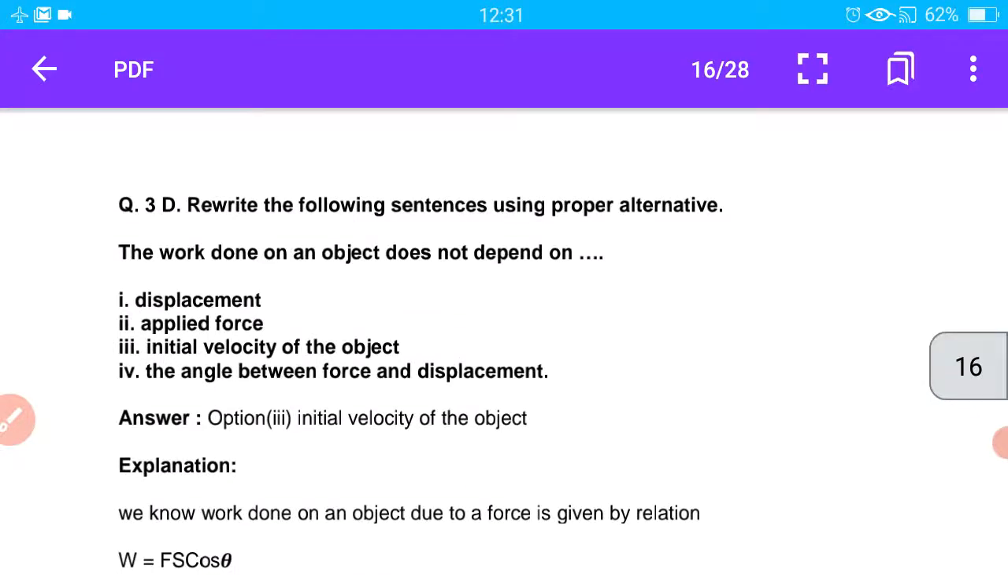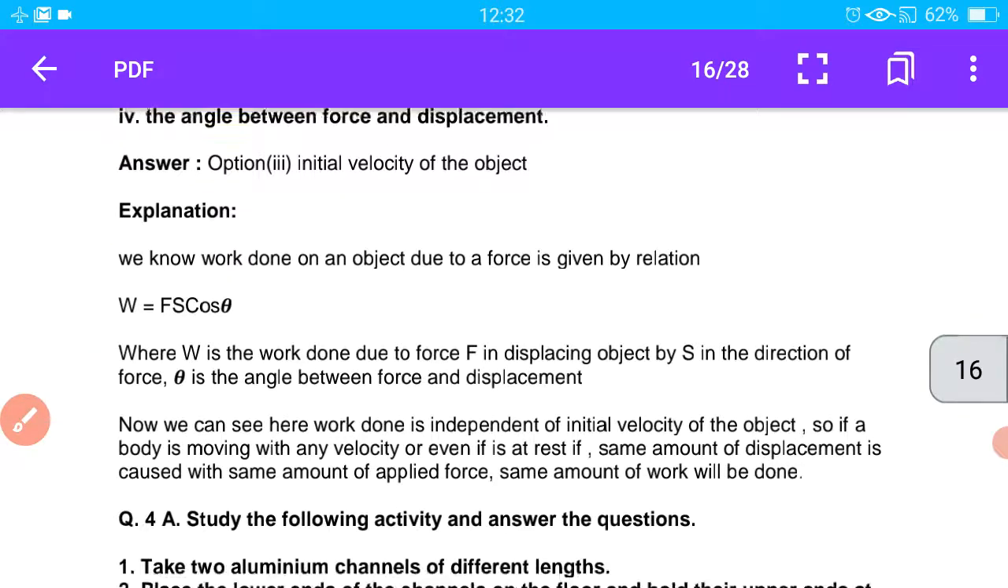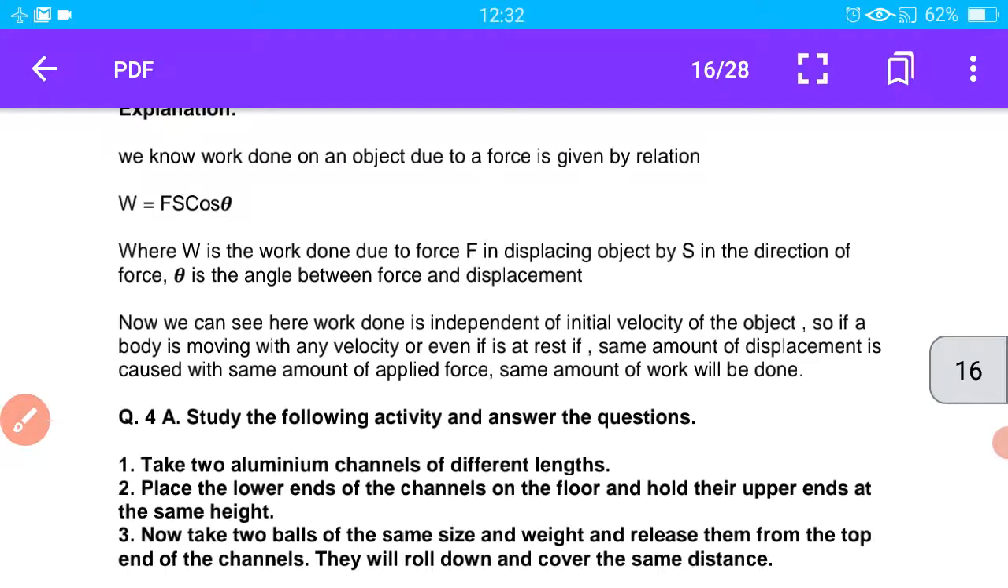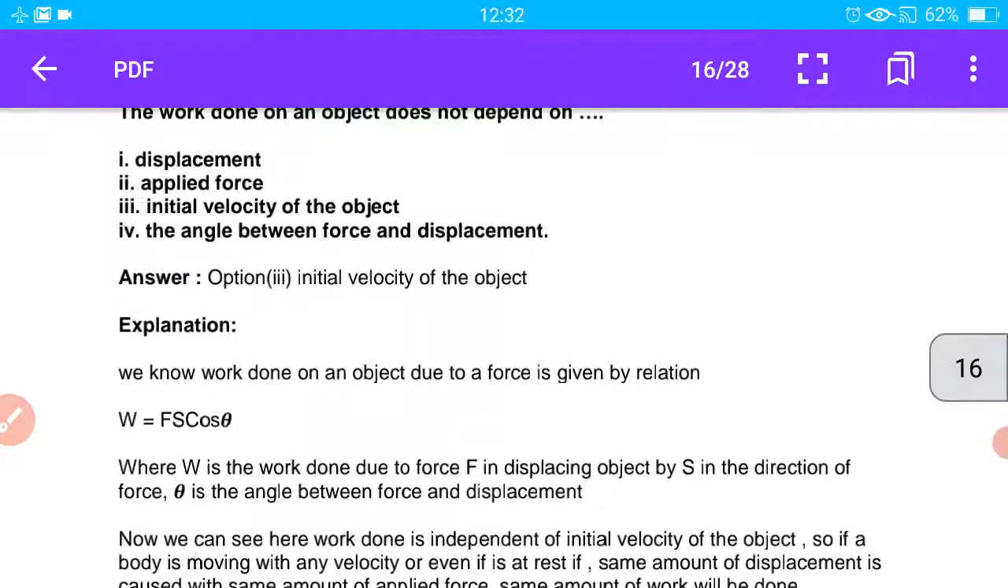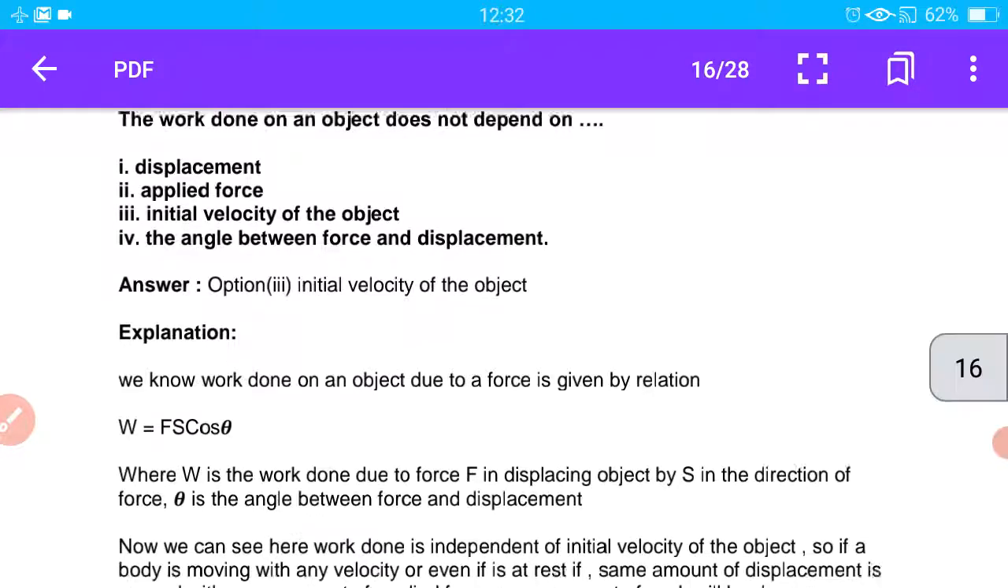Okay. Next question: the work done on an object does not depend on which option? The third is right, the initial velocity of the object. Okay. Explanation: why the work done on an object does not depend on it. Okay.